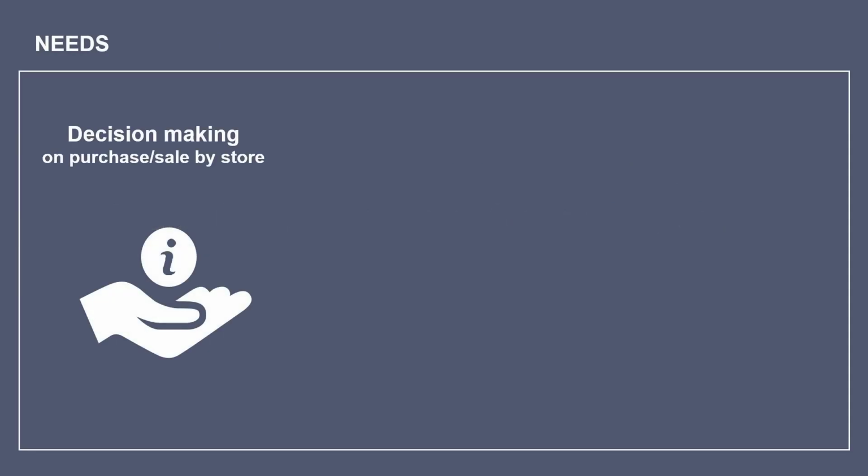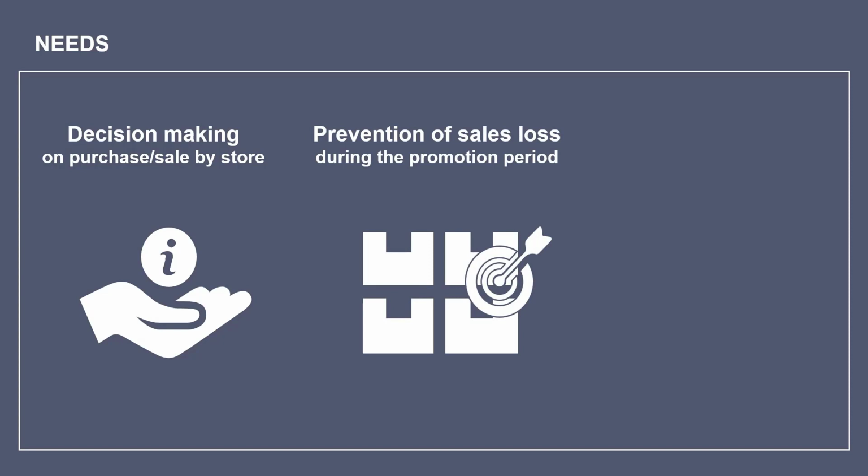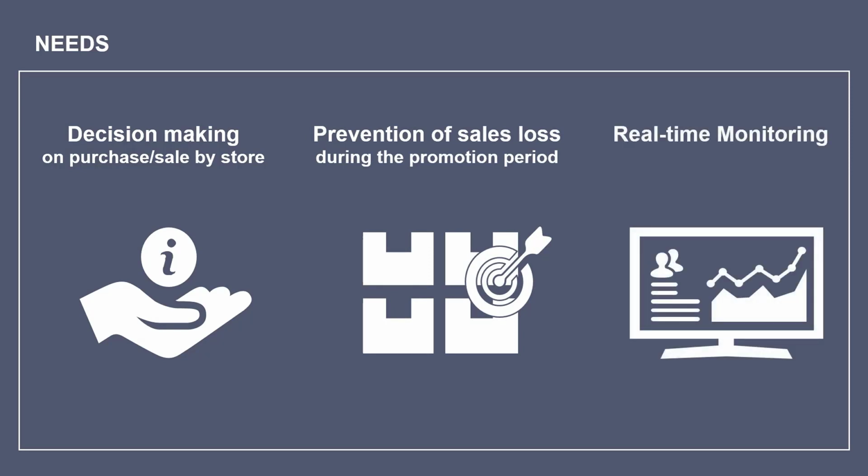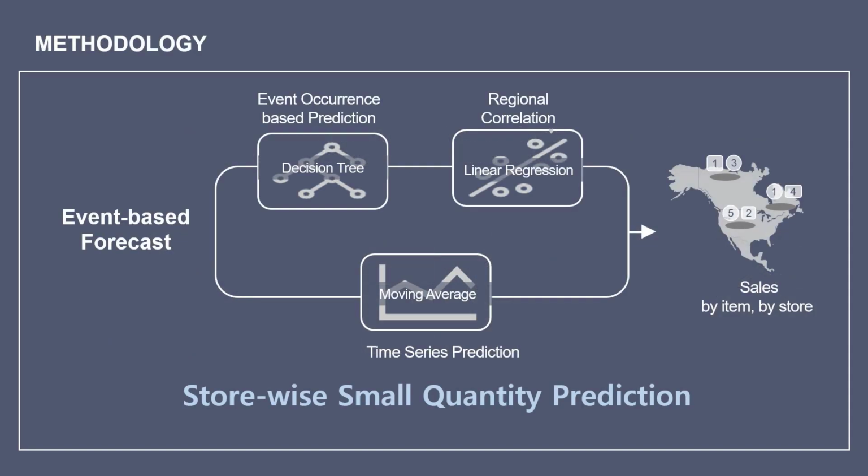Customer wanted to know how many products will be sold at the store level, how much they need to have during the promotion period to sell as much as possible, and they wanted to check the sales volume by store in real time. By combining the forecast based on the occurrence of events such as promotions or the weather, and the regional characteristics of the store with time series analysis, a small amount of product sales per store was predicted.